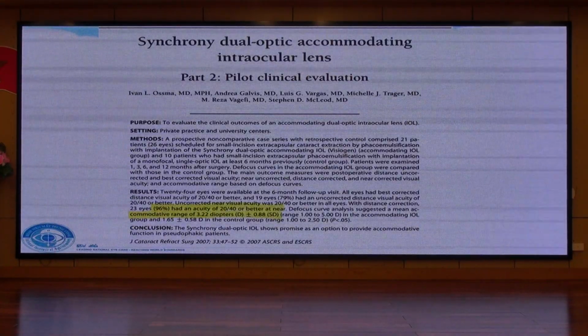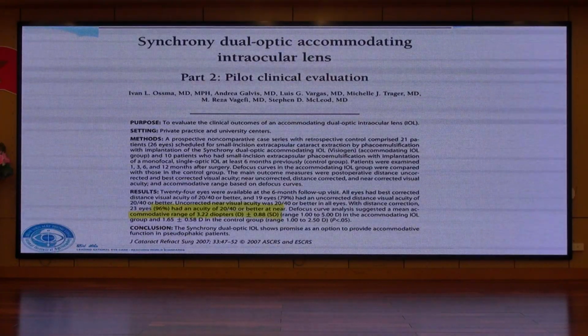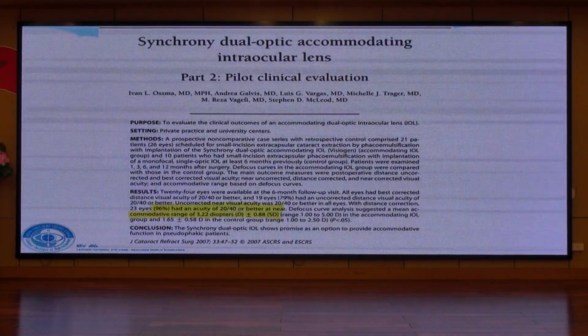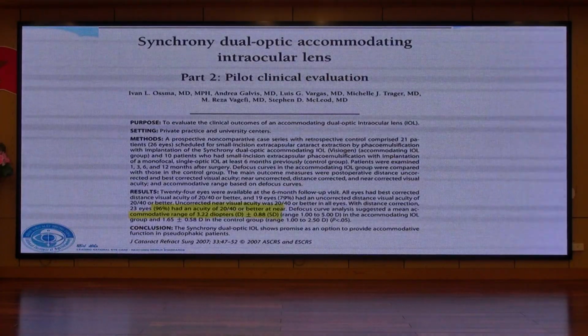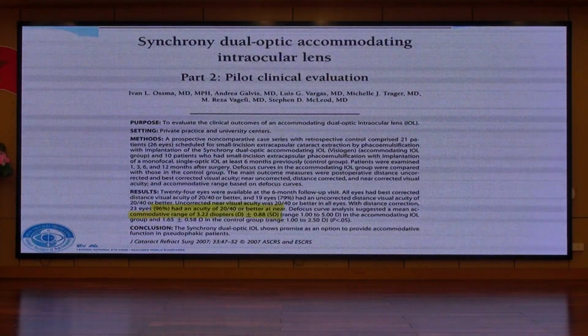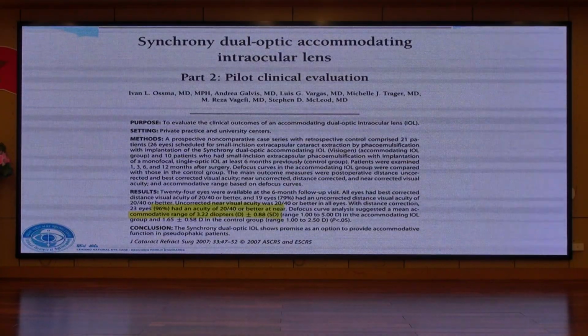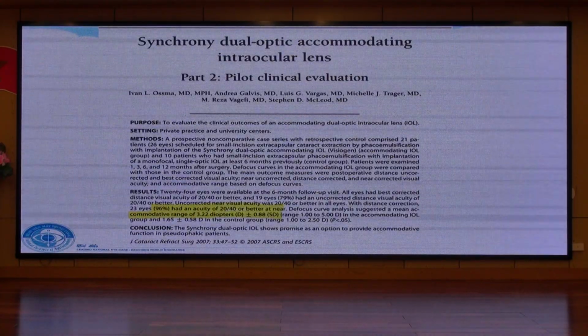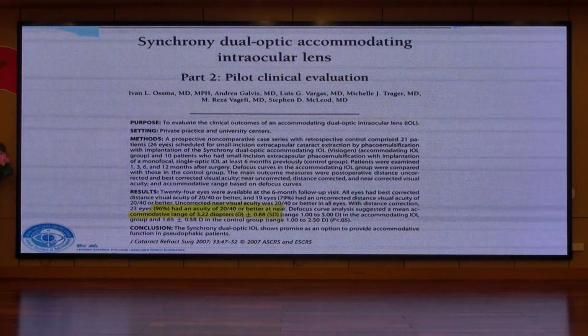And a study of Ossma in 2006, a case series of 26 eyes implanted with Synchrony, showed that 96% had an acuity of J2 or better at near vision, and the mean accommodative amplitude was about 3.22 diopter.